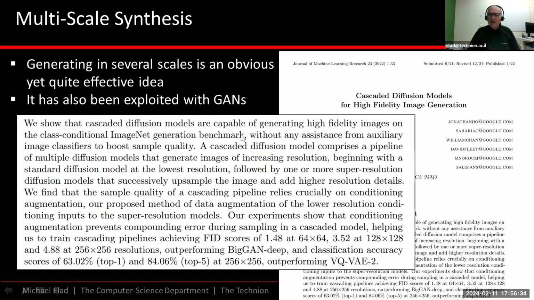Let me explain. Class-conditional means I'm creating an image, but I'm also dictating that it has to be a dog. I want it to be a cat. It has to be an airplane, etc. So we'll talk about this next week and see how it is done. This is not crucial for our understanding. A cascaded diffusion model comprises a pipeline of multiple diffusion models that generate images of increasing resolution, beginning with a standard diffusion model at the lowest resolution, followed by one or more super resolution diffusion models. Let's stop here and see what they say.